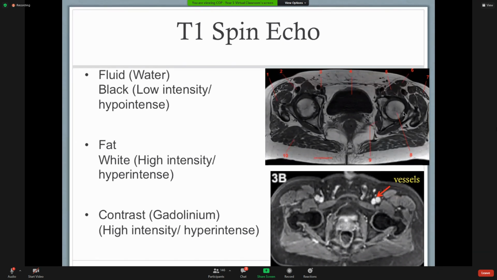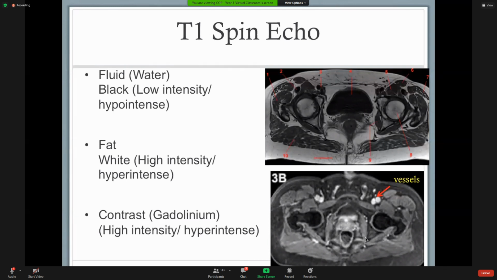So this is a T1 weighted image. This is also a T1 weighted image, but this is without contrast and this is with contrast. This is the urinary bladder. Remember, we mentioned that water is going to appear low signal intensity or black on T1. So urine will be the same. Fat is bright on T1, and that's why all the subcutaneous fat is bright. And then the muscles are intermediate.